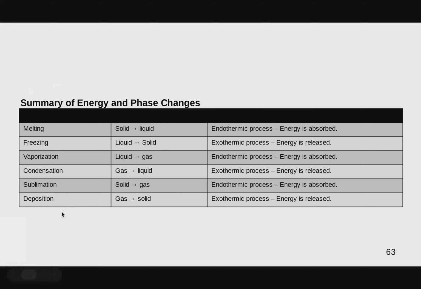And this is just a handy table that describes what melting is, freezing, vaporization, and so on and so forth. It also tells you whether it's exothermic or endothermic. You definitely want to remember exo and endothermic. They come up not just in chemistry, they're going to come up in anatomy and biology and cell biology and so on and so forth. So definitely remember these guys. They're going to come up quite a bit.